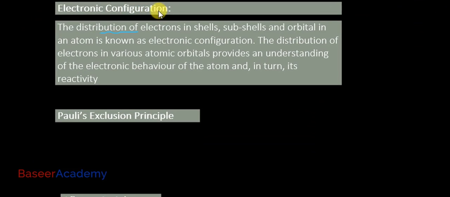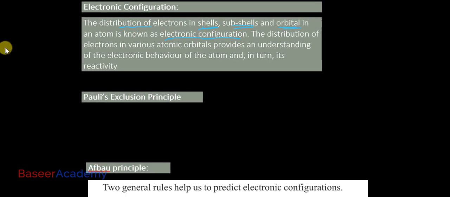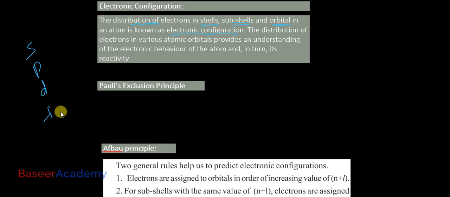What is electronic configuration? The distribution of electrons in shells, subshells and orbitals in an atom is known as electronic configuration. You already know what a shell is, right? A shell is nothing but an orbit. Subshells are denoted by s, p, d, f, right? And what is an orbital? p has 3 orbitals, px, py, pz. So these are nothing but orbitals.